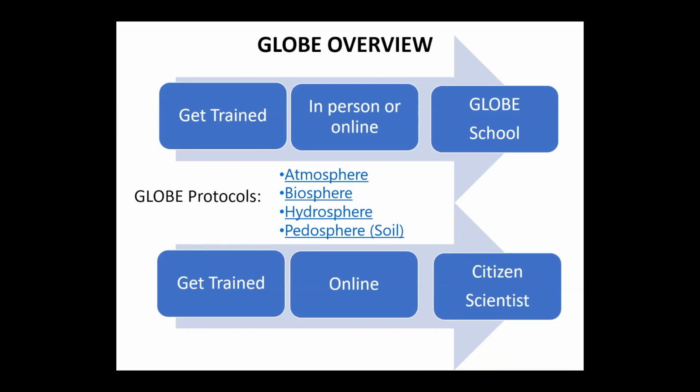A second way to get trained is to do it totally online, and an individual, and I mean a student, could become their own citizen scientist. So I think that's a really exciting part of GLOBE. As you remember, I just said that students are using GLOBE to take their measurements in a very constructive way through what are known as protocols. And the four main spheres are atmosphere, biosphere, hydrosphere, and pedosphere, or soil. So there's tons of measurements that students can make.